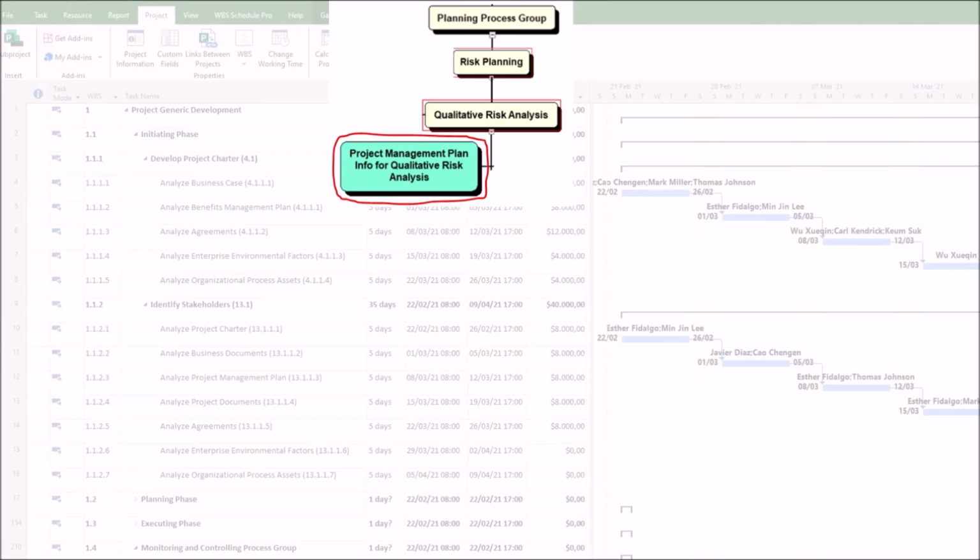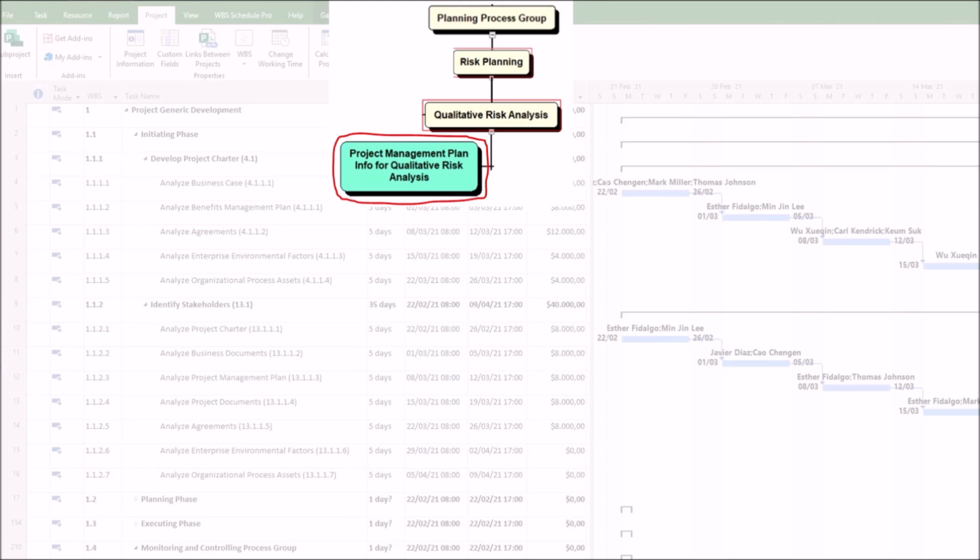In summary, the Perform Qualitative Risk Analysis process relies on accurate project information to assess and prioritize risks based on their probability and impact against project objectives. The project management plan is the primary source of that information.